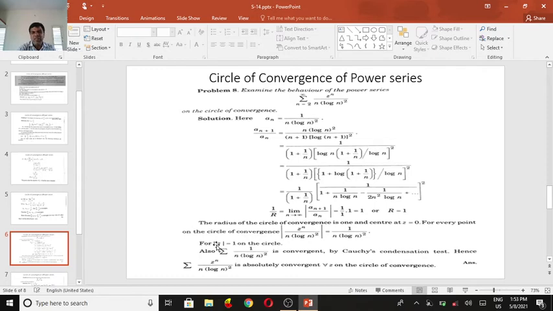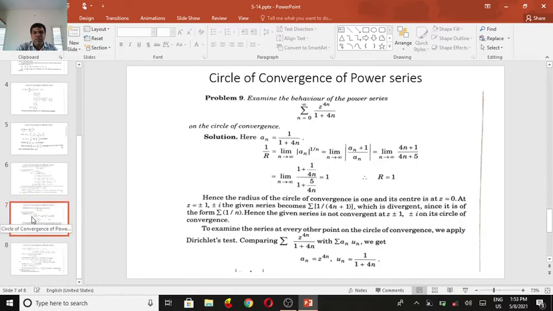So the absolute value of z power n divided by n log n whole square is equal to 1 divided by n log n whole square for modulus z equal to 1, meaning modulus on the circle. So the summation of z^n divided by n log n whole square is absolutely convergent for all z on the circle of convergence.